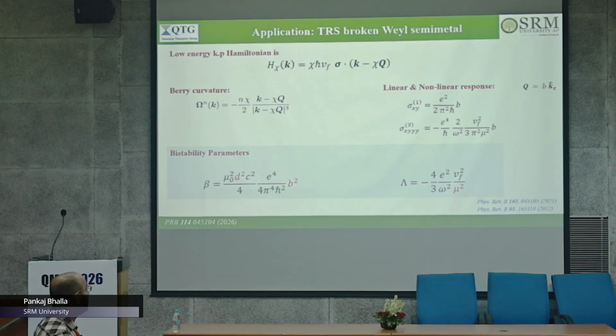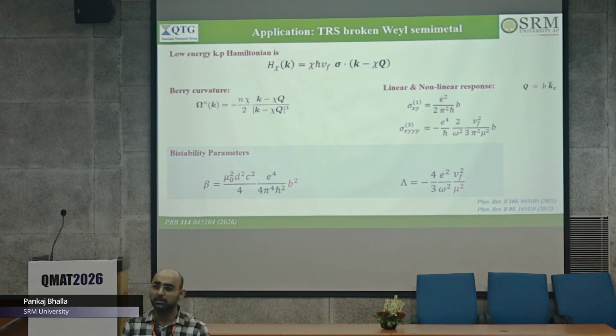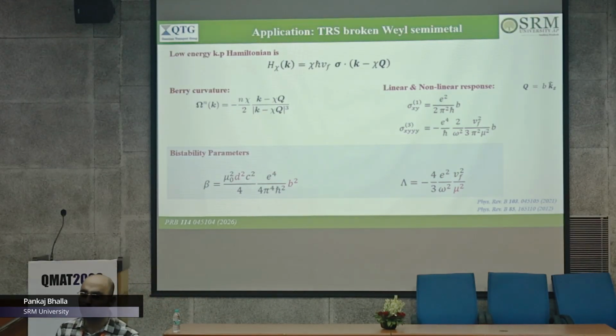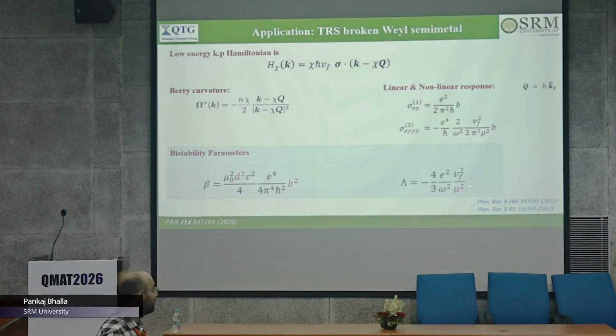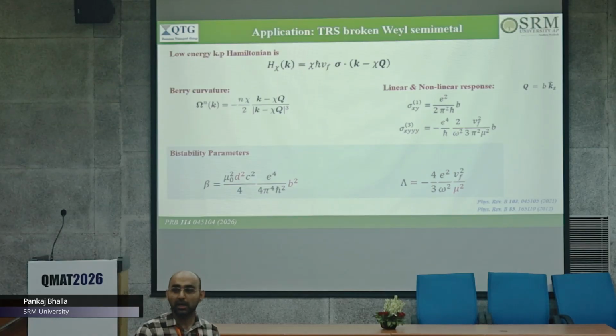After getting this information, if you plug it back into the bistability parameter beta, which depends upon the linear response, one can see that beta depends upon the Weyl node separation and also upon the sample thickness. Another thing is that the ratio of the third order to the first order response depends only on the chemical potential. It is independent of the Weyl node separation. So by tuning the sample thickness and the chemical potential, we can play with these two parameters, beta and lambda.